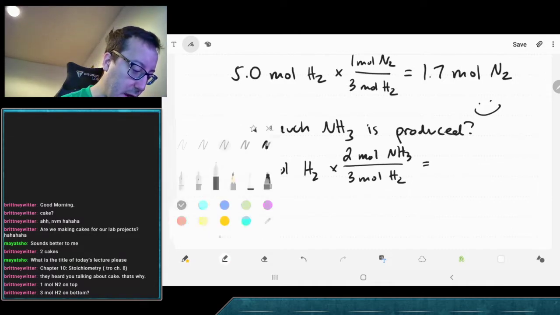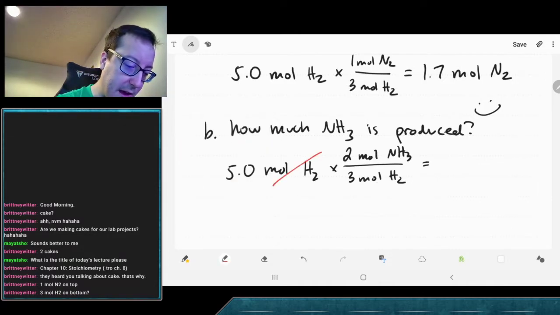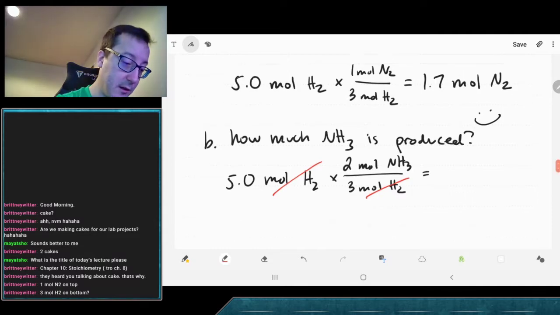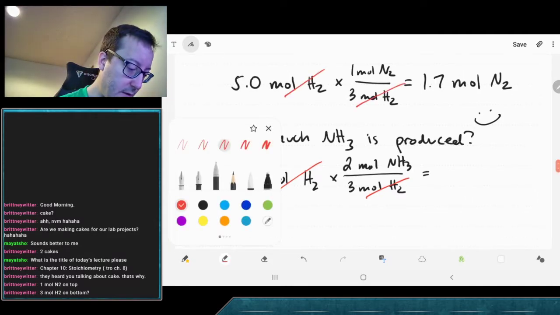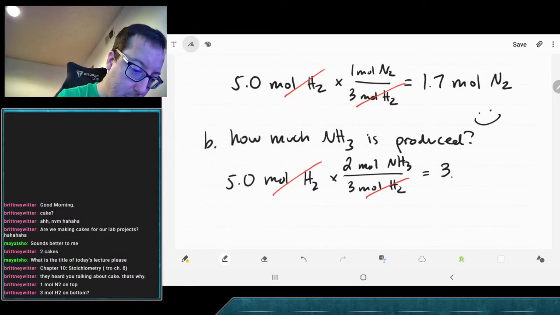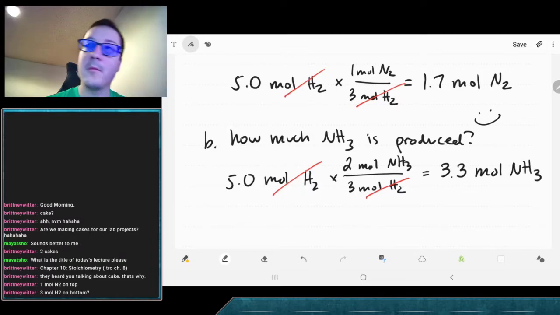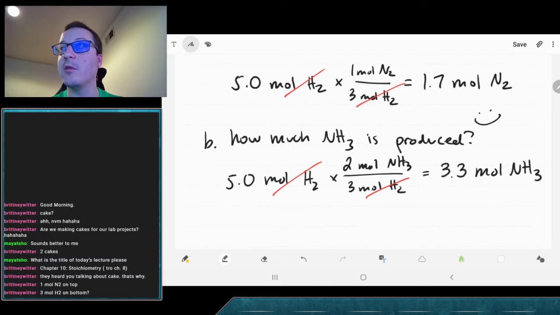Notice, as always, our units cancel out. They also canceled out before. 5 times 2/3. Let's see. Can I do that in my head? 10/3, so that's 3.3. And so you would get 3.3 moles of NH3.